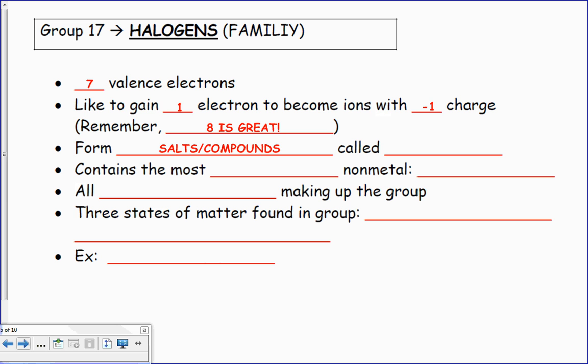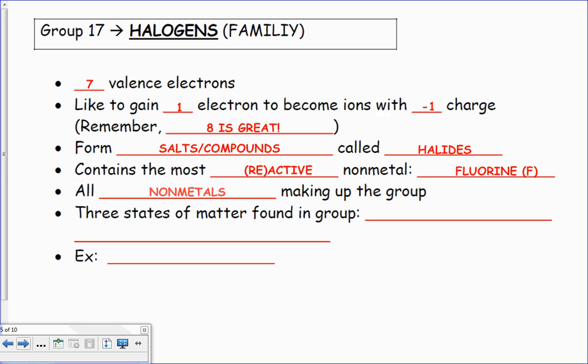They form salts and compounds called halides. See how the name's kind of related to the group? These were named hundreds of years ago, and that's why we're still going with the flow here. They contain the most reactive nonmetal of all. This is fluorine, normally a gas, but fluoride is in your toothpaste. So once it forms a compound, it's not very reactive, and it actually protects your teeth. So you're not going to find fluorine by itself out in nature because it's very reactive, just like you're not going to find lithium or beryllium.